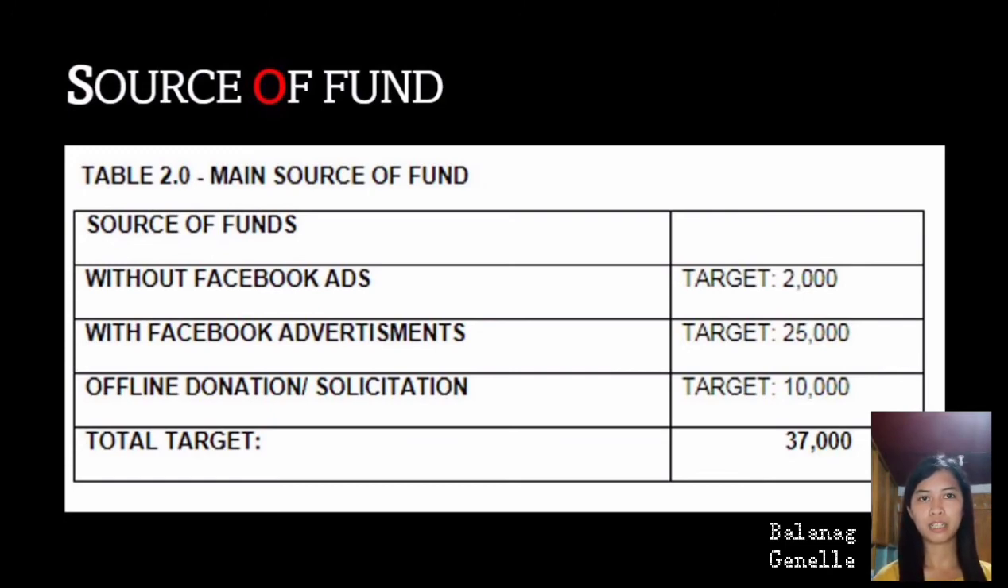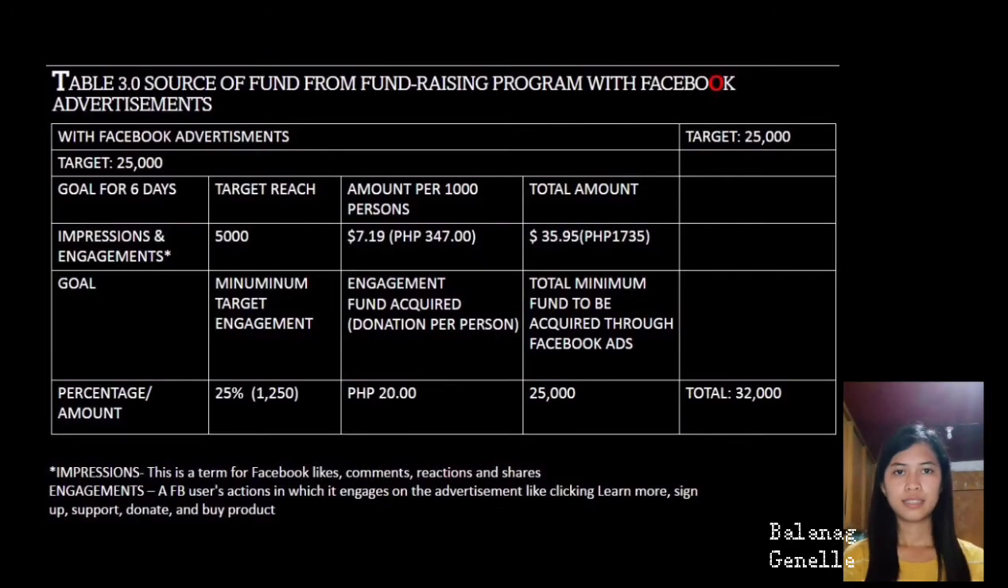from our partner communities. This program aims to accumulate 2,000 pesos without Facebook ads during the first day of online webinars or online seminars, which will be used to fund the advertisement fees for the next 6 days of the fundraising program. Target reach is a term used to represent the number of people who will be seeing a certain ad or post on Facebook.